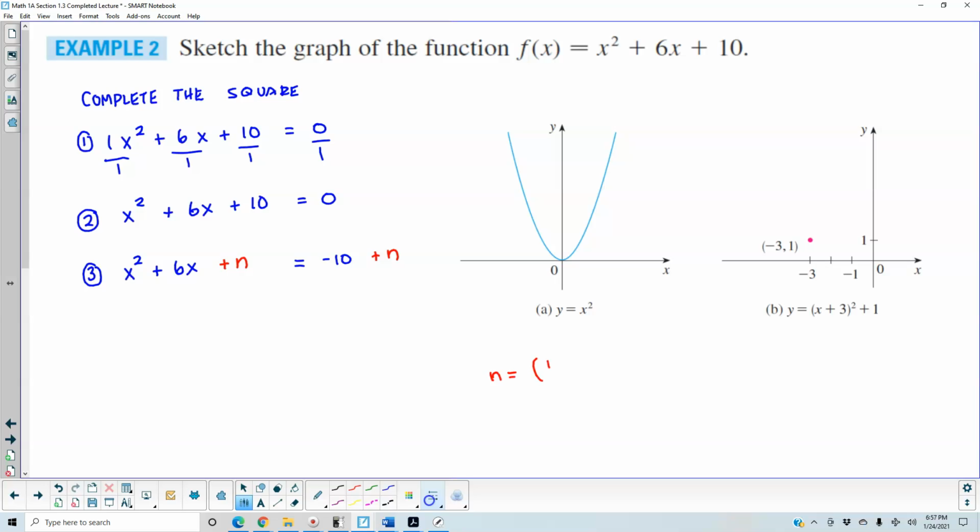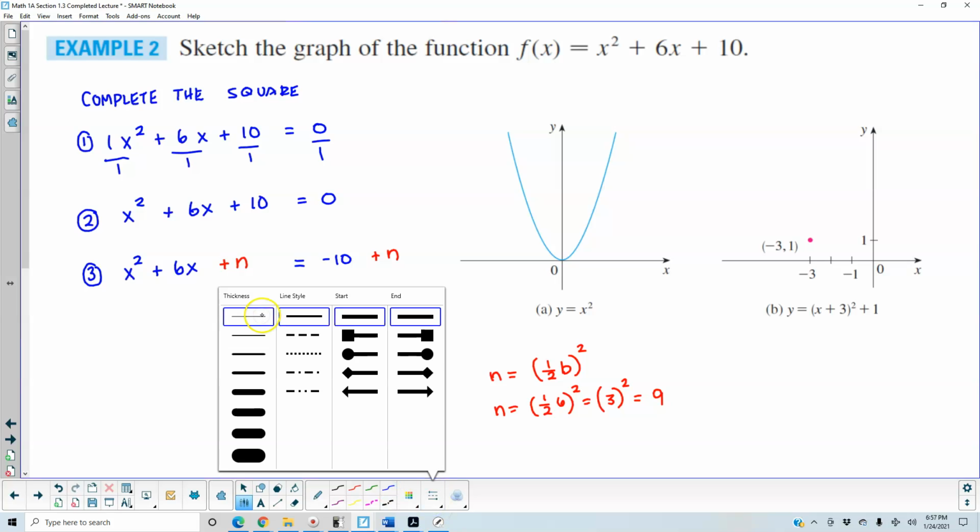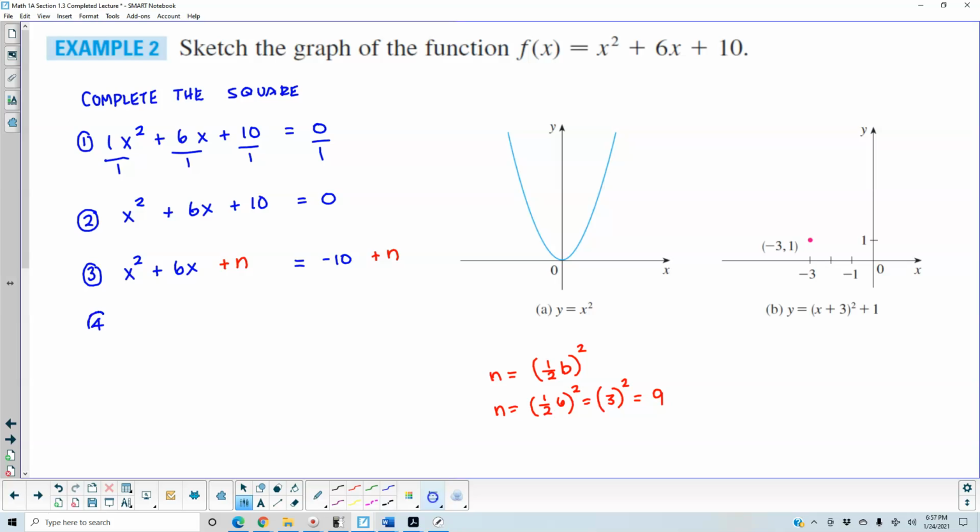Completing the square is taking 1/2 of the value of b and then squaring it. Well, the value of b in our problem is 6. So what's 1/2 of 6? 3. And when we square 3, we get a value of 9. So what that means is we have, in step 4, x squared plus 6x. This n now becomes 9, so that's plus 9, which is equal to negative 10 over here, plus 9.